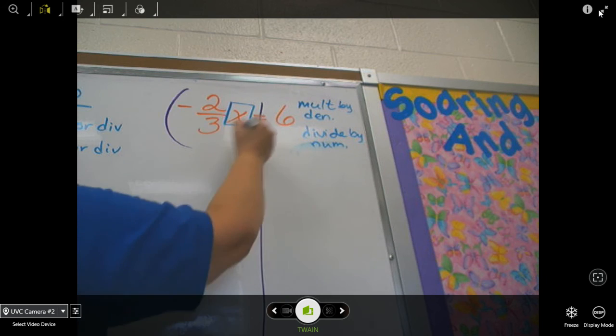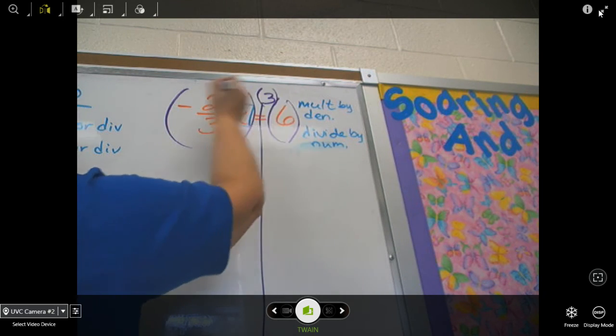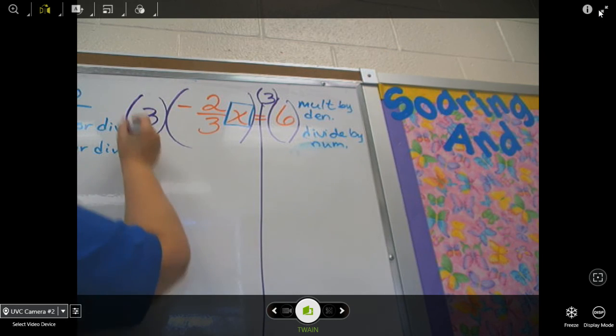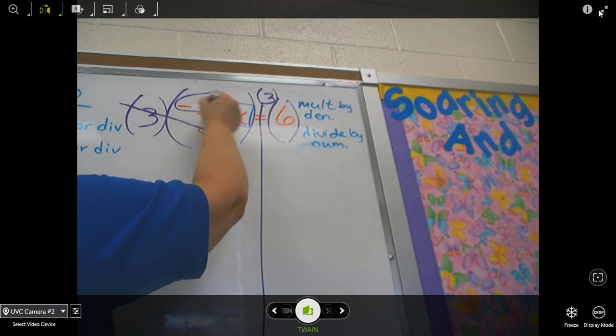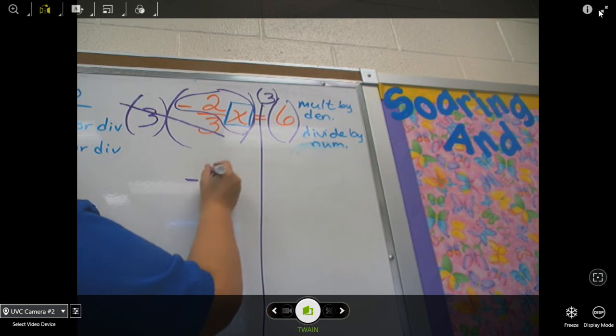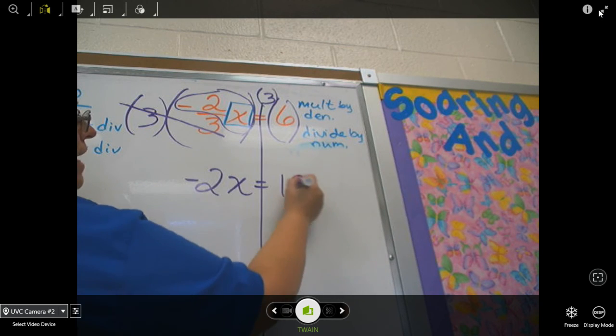So I'm going to multiply both sides by the denominator, which is 3. Ran out of room, didn't I? That cancels out. Now I have to bring all of this down. So that's negative 2x equals 3 times 6 is 18.